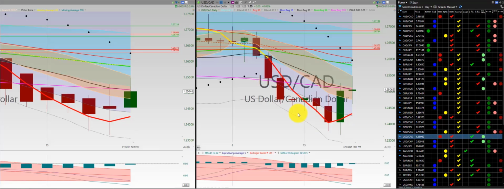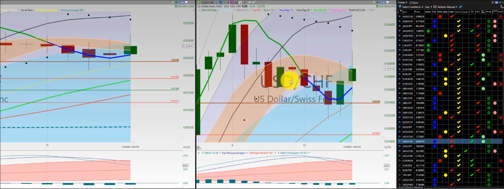US dollar, Canadian dollar. This was from the previous week, so there was no trade. No trade. All Heikin-Ashi red above the RL10. This was a red Heikin-Ashi with a green candle right at the RL270. Did not take this trade, so no trade for US dollar, Canadian dollar.